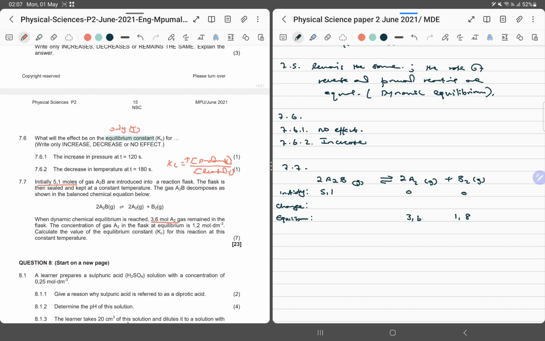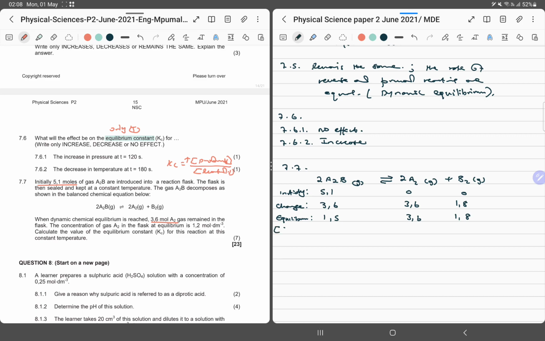That should be the one. But then, if this is what we get at equilibrium, it means this is what we produced, because there was nothing initially. Now on this part, we can cross over to the other side. So this is 2:2, so we actually used up 3.6. Then the difference between 5.1 minus 3.6 will give us the equilibrium concentration, which is 1.5, right? You just take the difference there.